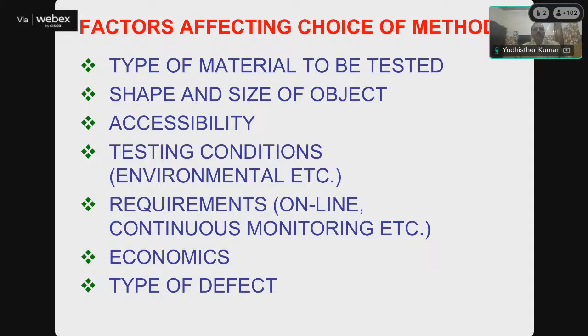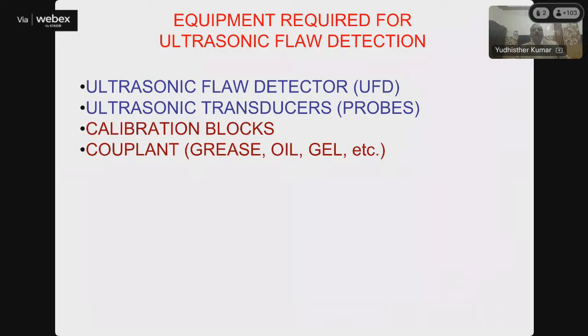Now, we come to detect a defect. The equipment required for ultrasonic flaw detection are the ultrasonic flaw detector, ultrasonic transducers, or we also call them probes, calibration blocks, and couplant. Couplant is used to transmit the ultrasound waves smoothly from the transducer to the test object. Calibration blocks are the reference blocks used to set up for a particular application.